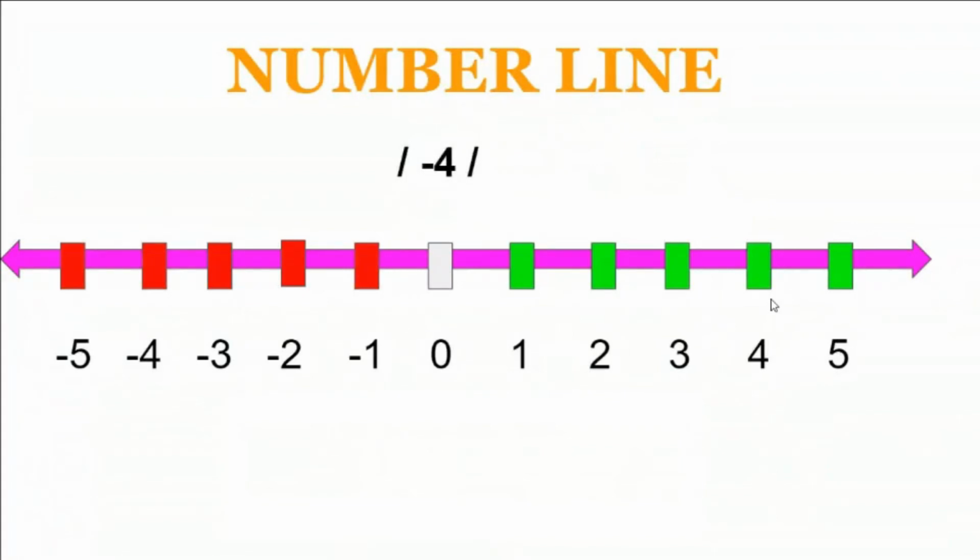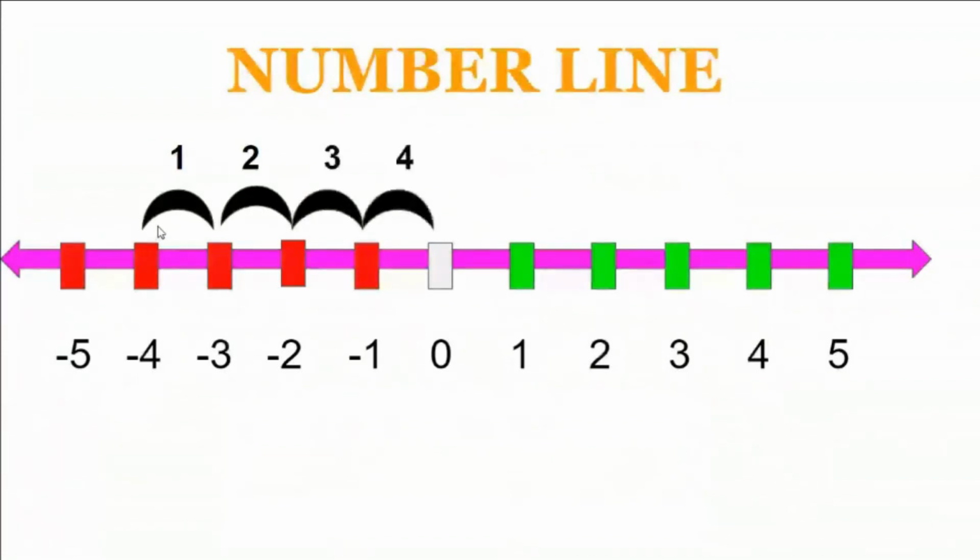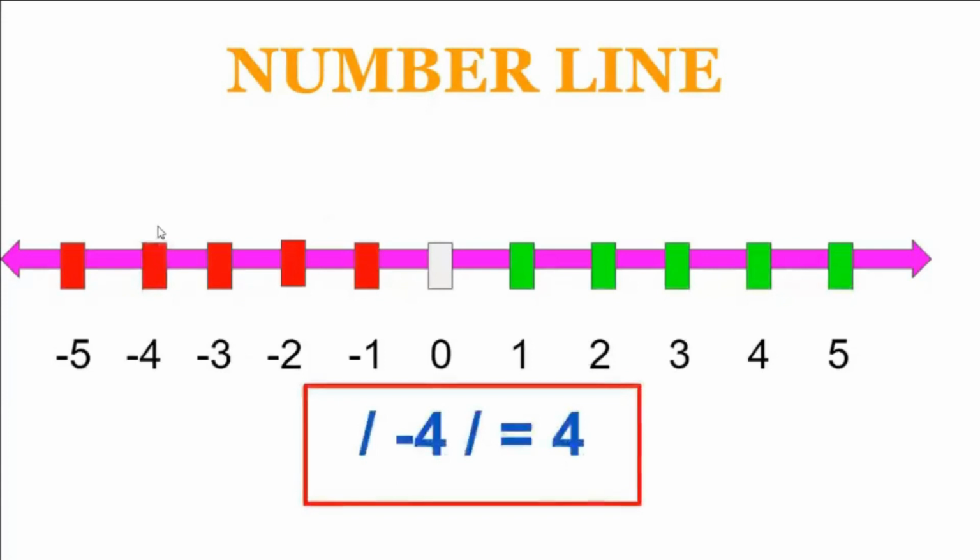How about if we are given the absolute value of negative 4? Like what we did a while ago, let's locate negative 4 here in our number line. So here is negative 4. Now, let's check negative 4. Let's jump. 1, 2, 3, 4 units away. We jump 4 times away from 0. Oops! Still, the answer is positive 4. Did you get it right?